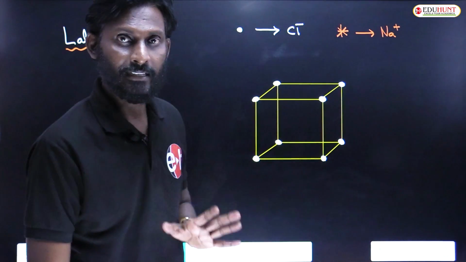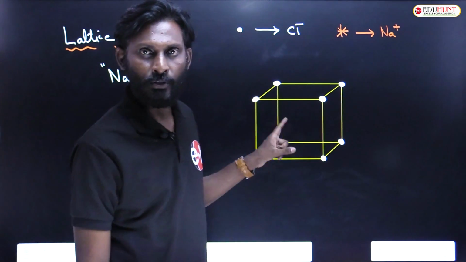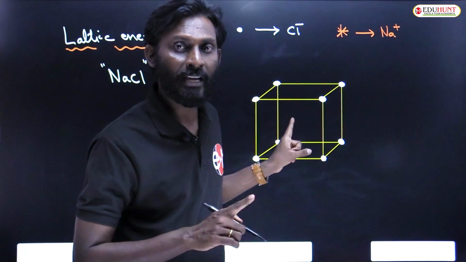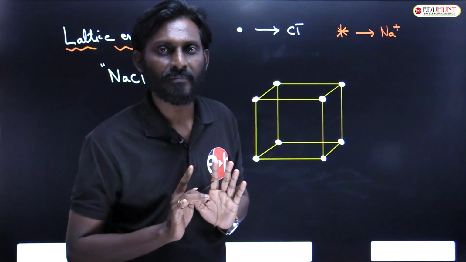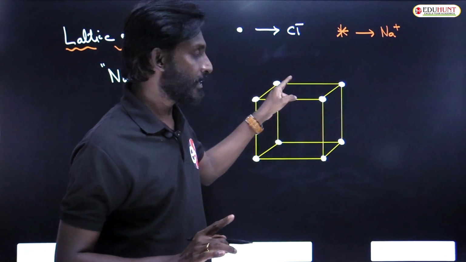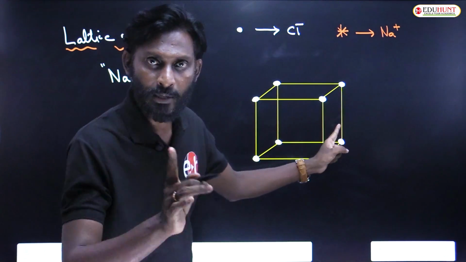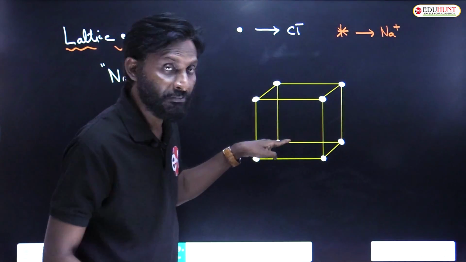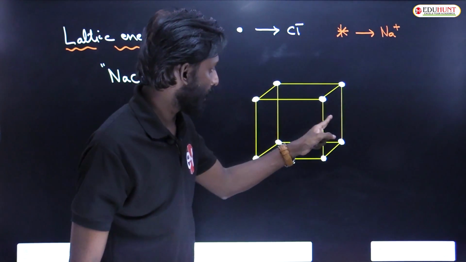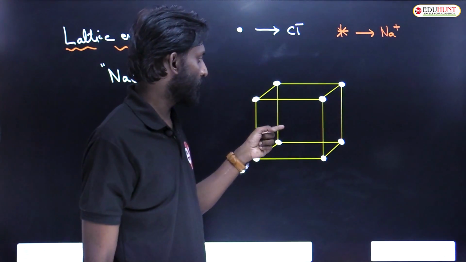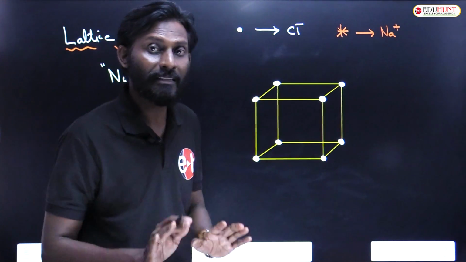Okay. And this is the cube. Cube has 8 corners and I have taken 8 Cl minus. And you know there are 6 faces: top face, bottom face, right side face, left face, front face and back face. Are you able to understand? There are 6 faces.